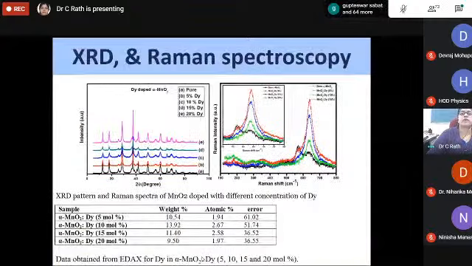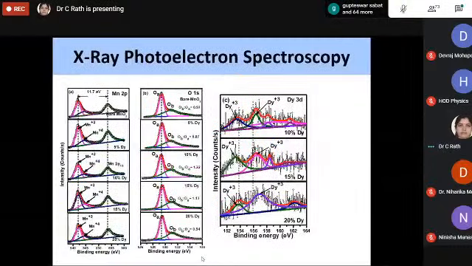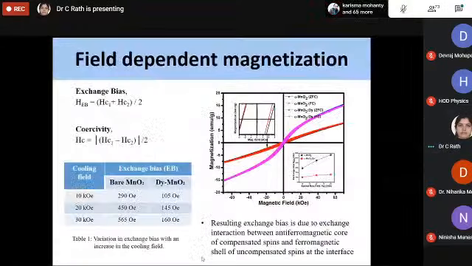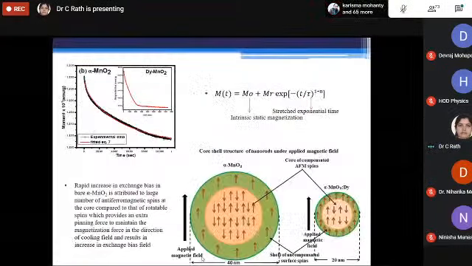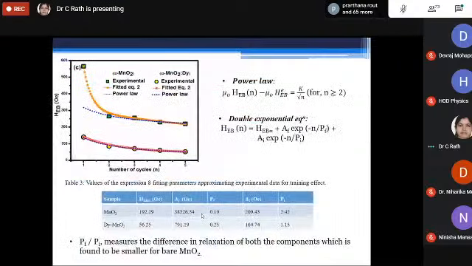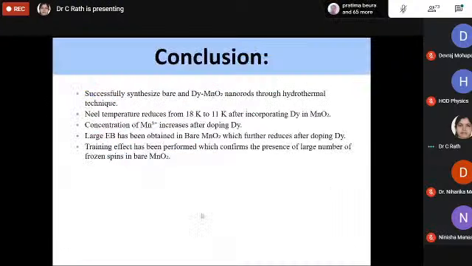Okay. So this is another alpha which is doped with dysprosium. I'm just giving this, explained through core shell structure, and finally the conclusions.